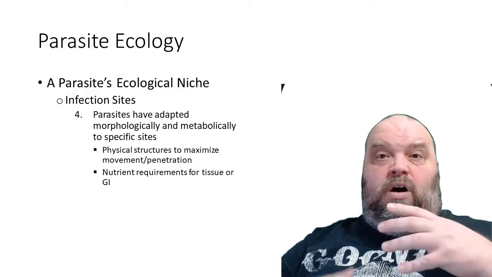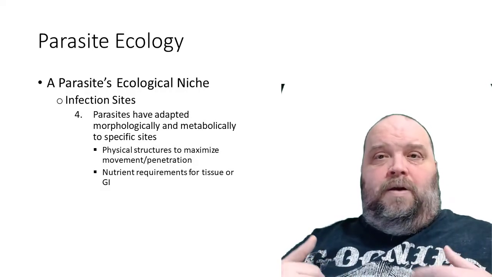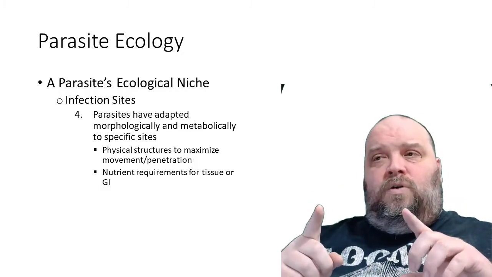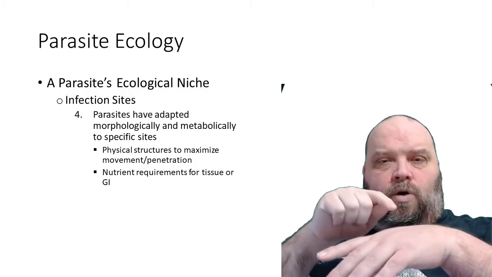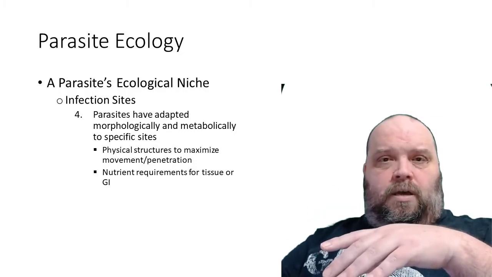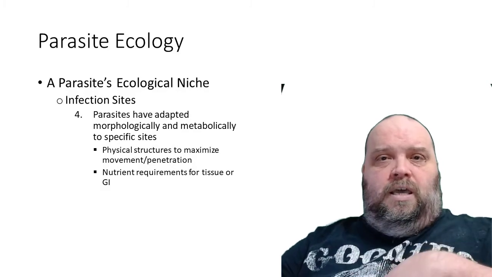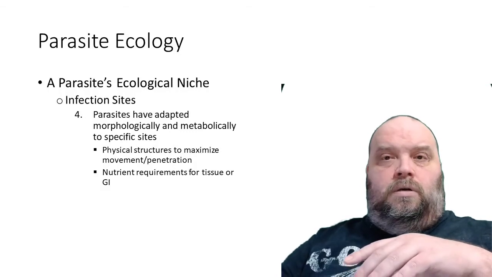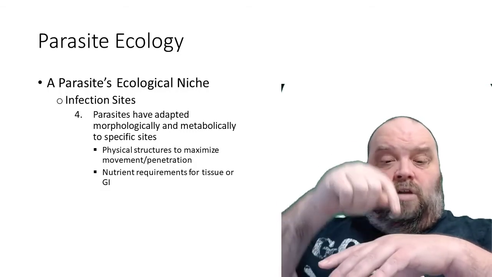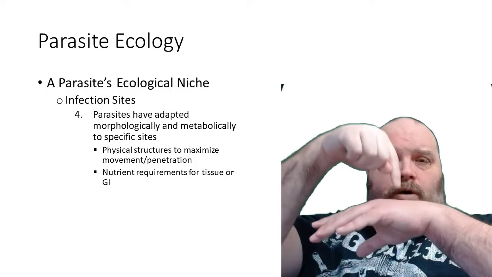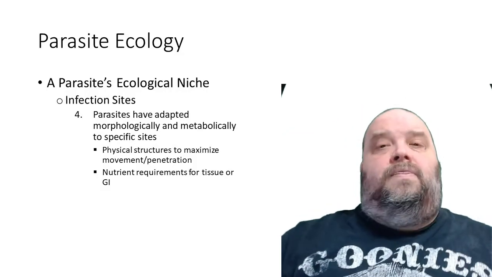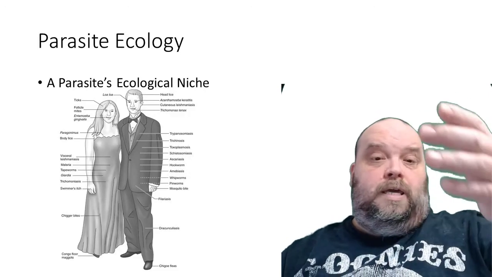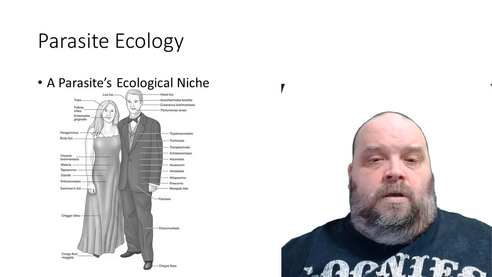The overall nutrient abundance for parasites that are going to be in the small intestine, large intestine, is going to be quite a bit different than the nutrient requirements for something that is growing in the tissues. Okay? The available nutrients in the gastrointestinal tract are going to be greater than what's in the tissues. The nutrients in the tissues are going to be much greater than for an ectoparasite on the surface.